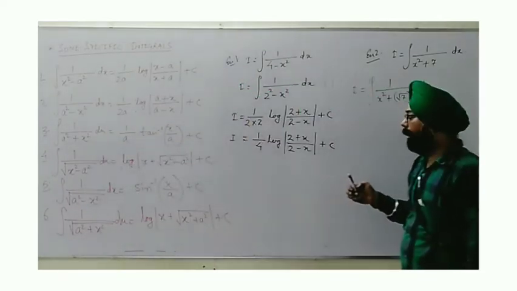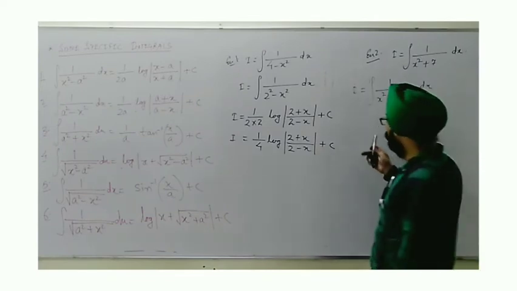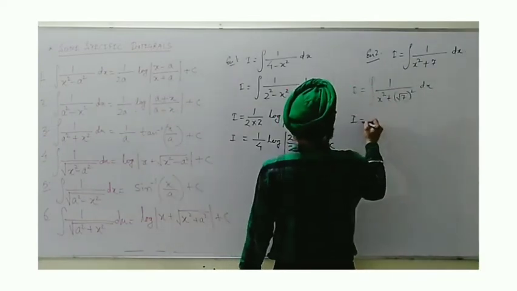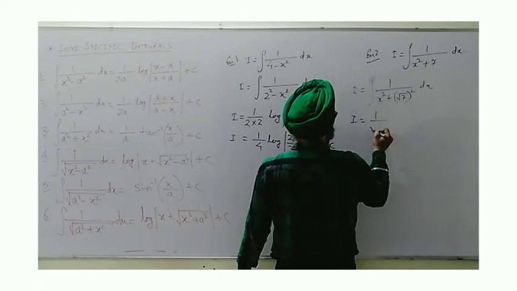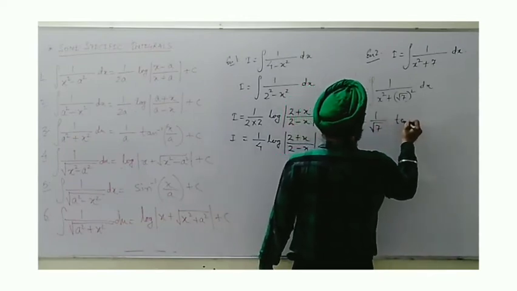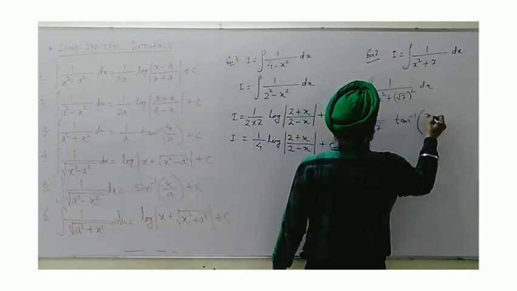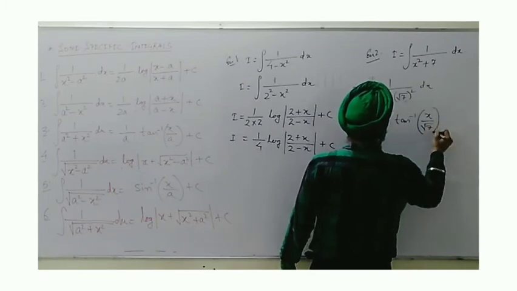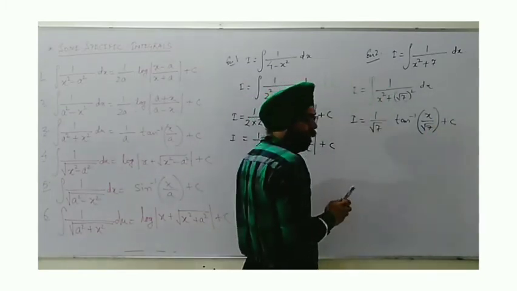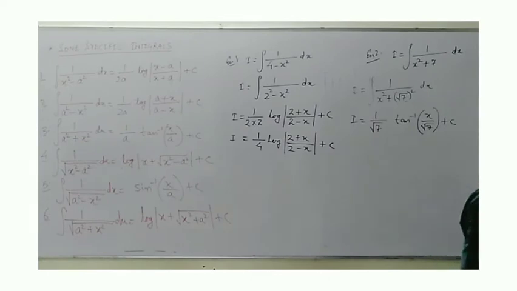So if we apply, the value of a is root 7. Don't forget, the integral is equal to 1 upon a. So 1 upon a means 1 upon root 7, tan inverse x upon a, so x upon root 7, plus c. That's all. Very simple application of these identities.